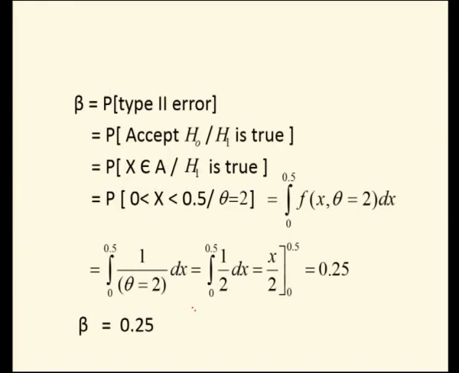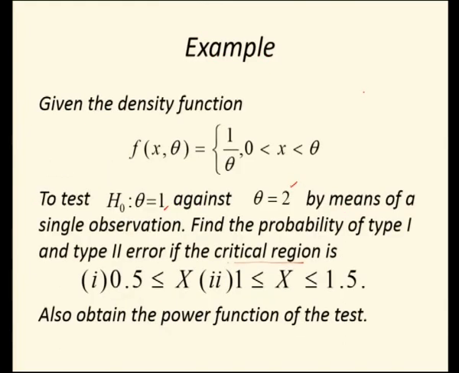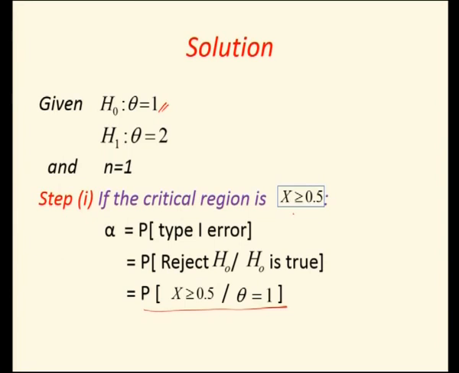So, come to the second part, beta, probability of type 2 error, which is accept H naught. So, accept H naught means the sample value falls in the acceptance region. Now, here you have got your rejection region, the critical region, x is greater than or equal to 0.5. See here in your given problem, x lies between 0 and theta. Okay. So, and you have got x is greater than or equal to 0.5.